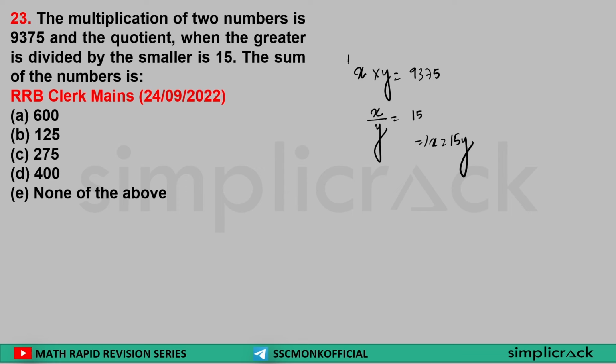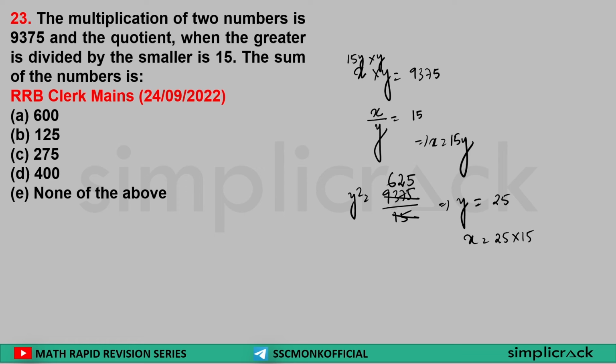So here I can write 15y multiplied by y is equal to 9375. So I can write y square is equal to 9375 divided by 15, because 15y square is this much. 15 6s are 90, 37. 15 2s are 30, 75. 15 5s are 75. So y square is equal to 625. Square root of 625 is equal to 25. So what is the value of y? 25.